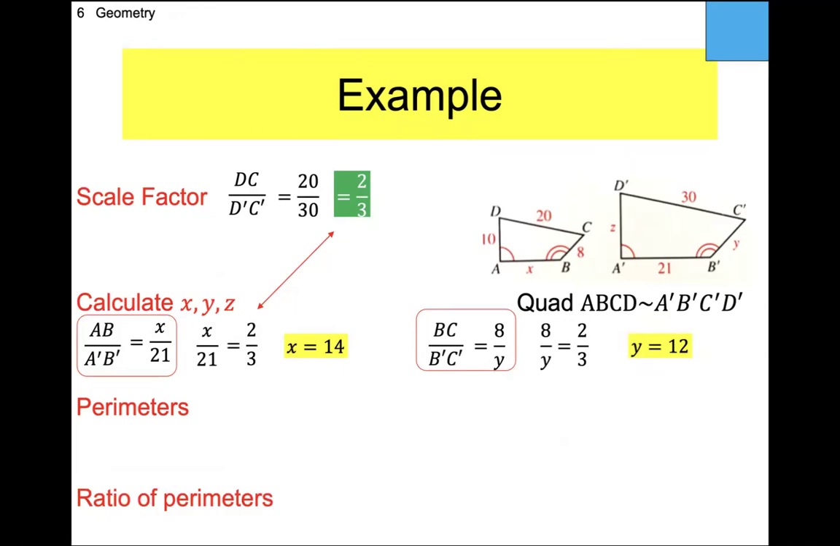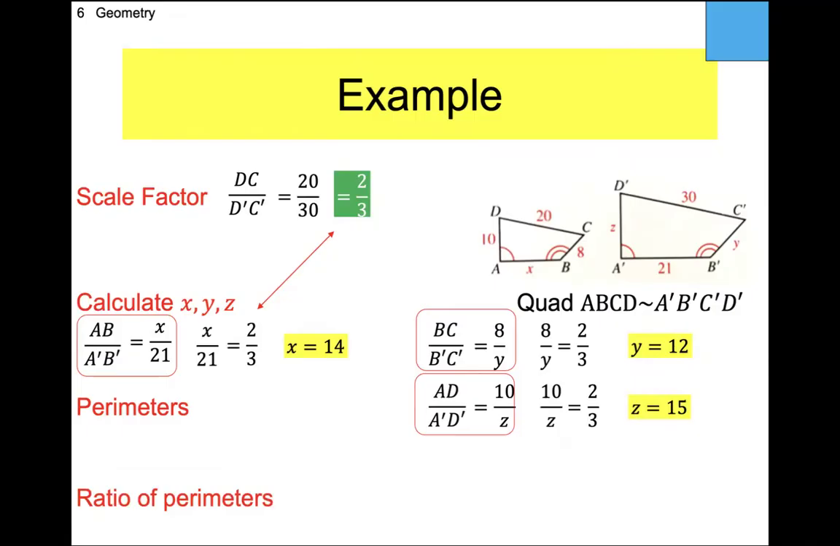Which leaves Z. Let's see, where is Z? Z goes with 10. So same process again, small over large. So 10 over Z is equal to 2/3. 10 times 3 is 30, divided by 2 is 15. So I've got X, Y, and Z. We're not done yet. That's only halfway through.